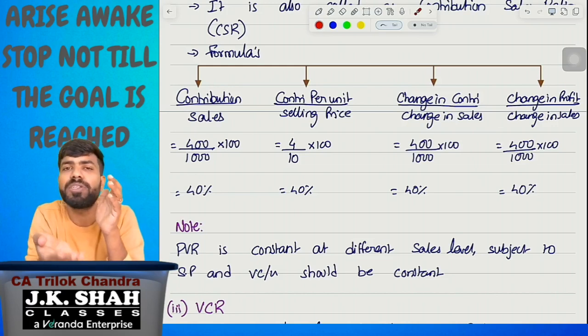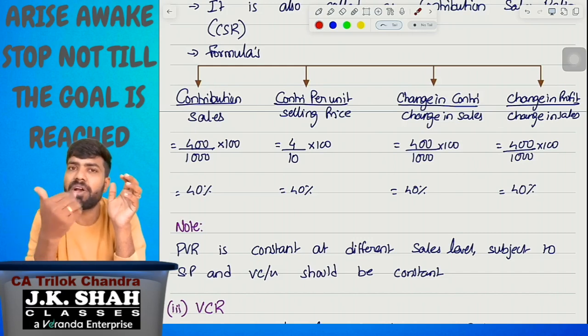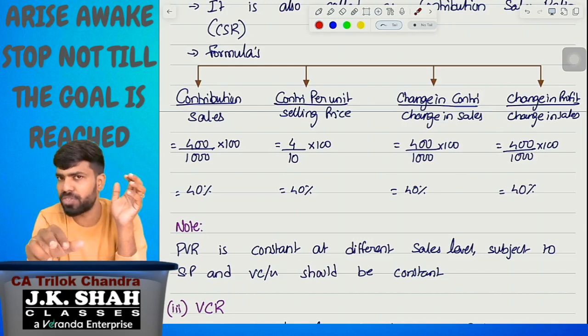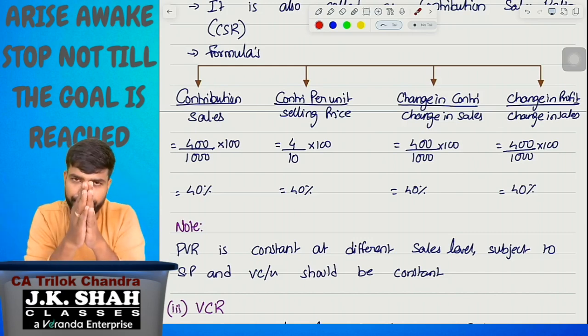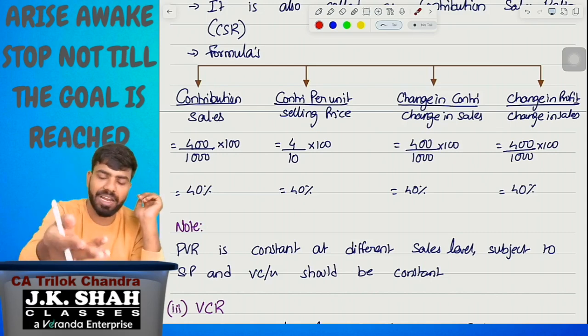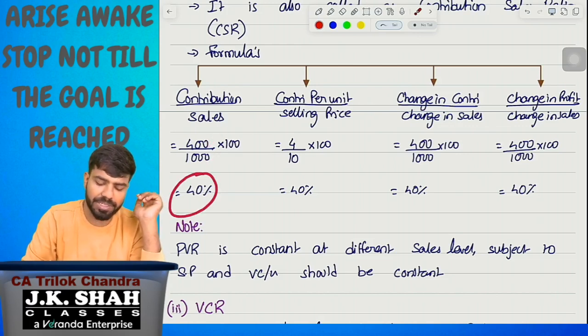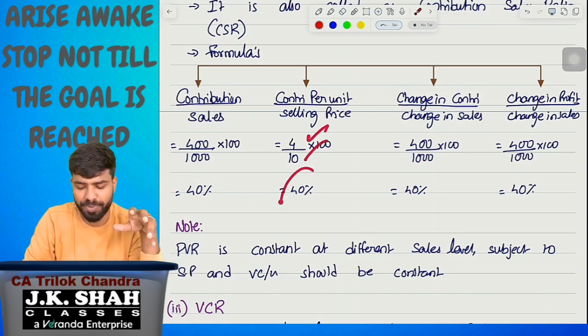then change in contribution divided by change in sales or change in profit divided by change in sales, because we all know that change in contribution is equal to change in profit. Are you understanding? Look here. I took the same example which we did previously in the income statement. According to the income statement, contribution is 400 rupees, sales is 1000 rupees. 400 divided by 1000 into 100, 40%. Per unit, 4 rupees divided by 10 rupees, 40%.